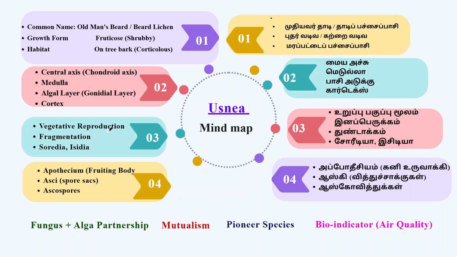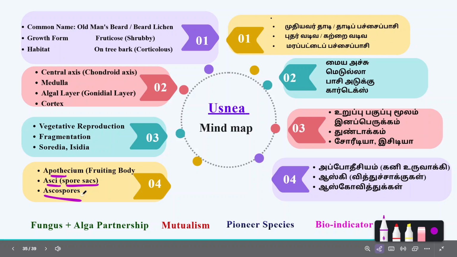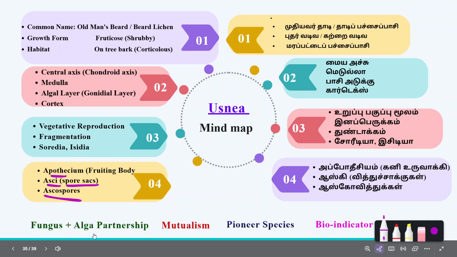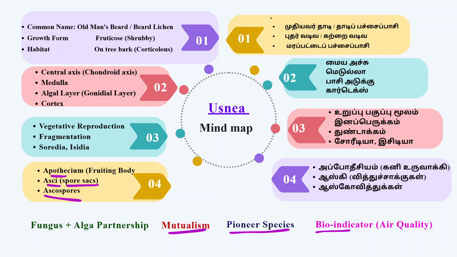And then there is vegetative reproduction, far more successful, the primary mode, simply through fragmentation and sometimes through soredia and isidia. And then sexual reproduction is through the production of apothecium, which is a fruiting body where you have asci or ascus, referred to as spore sacs, and ascospores are produced. So again these ascospores, falling on a new substratum with the right algal partner, the fungal algal partnership will be established. There will be mutualism, and we know that it is a pioneer species, and they are also bioindicators. So this is the simple mind map of Usnea.